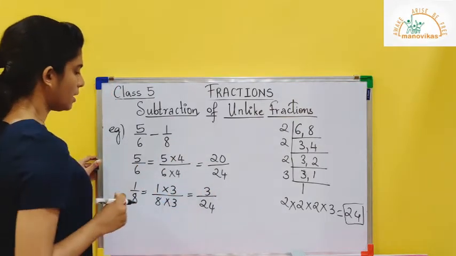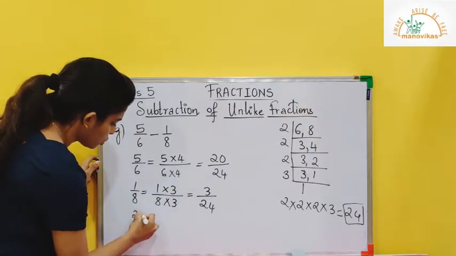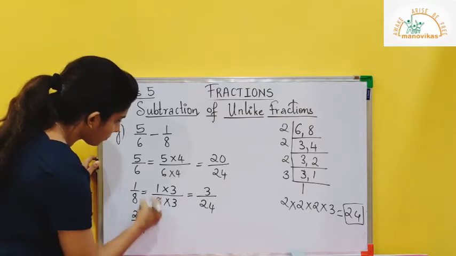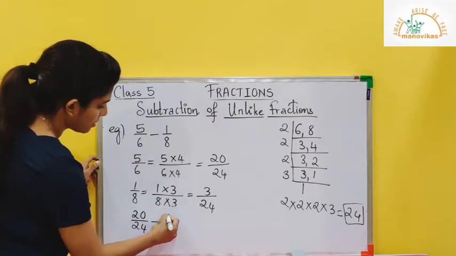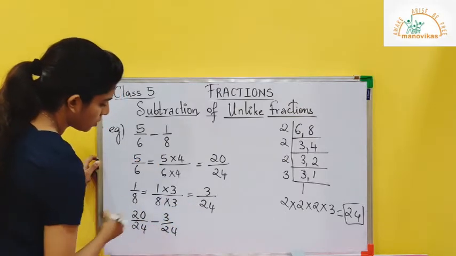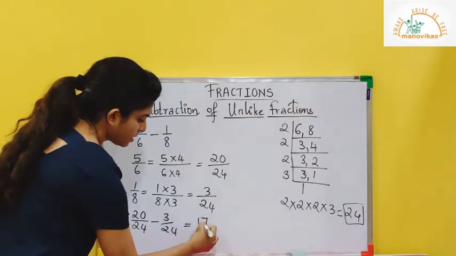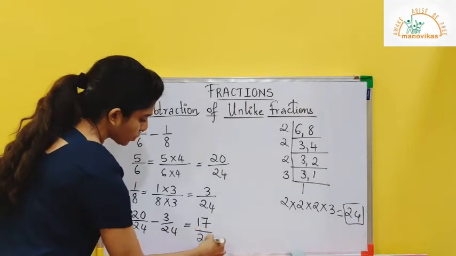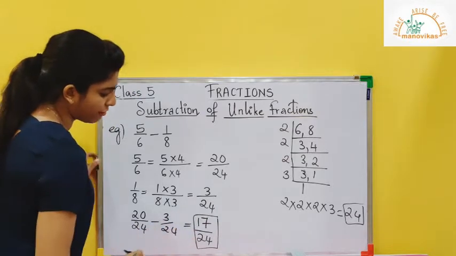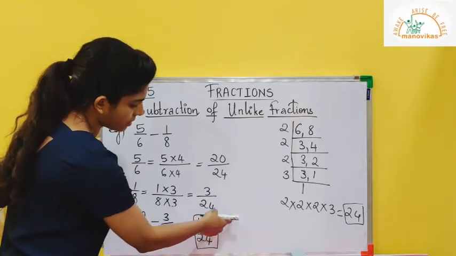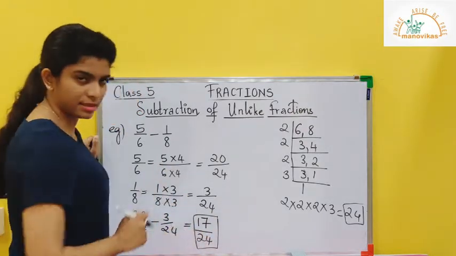So 3 upon 24. Now what will you do? So what is 5 upon 6? 5 upon 6 is 20 upon 24. Right, minus 1 upon 8 is, what have I done? This 3 upon 24. So what is 20 minus 3? It is 17 upon 24. So here I get a proper fraction. 17 upon 24. The denominator is greater than 17. Here this is a proper fraction. So I do not have to change it into a mixed number. So leave it as it is.